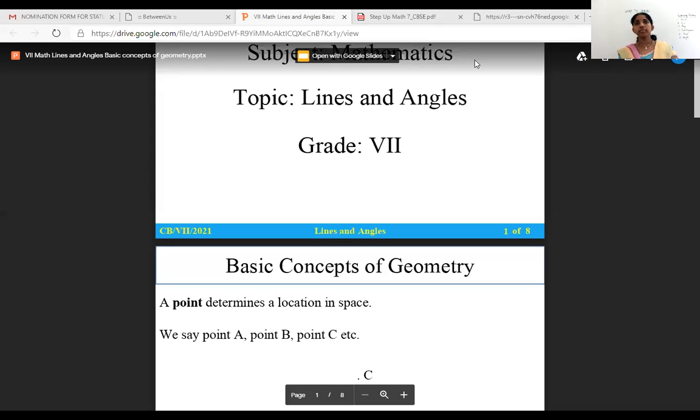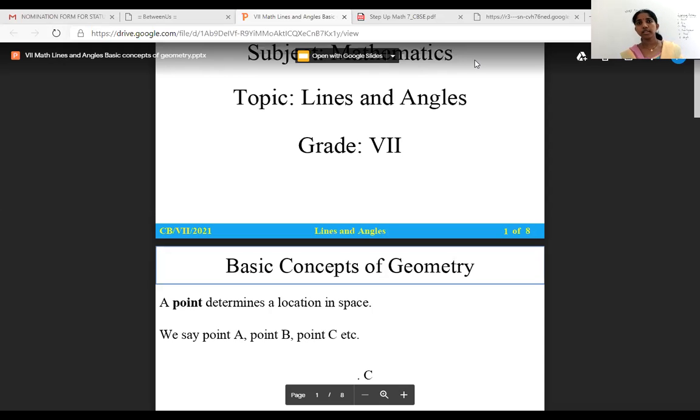In mathematics, the chapter which I'm going to deal with is lines and angles. Under this chapter, we will recall a few concepts of lines and angles that we studied in 6th standard: the point, line, ray, line segment, plane and angle. So these many concepts we are going to recall today. Let us start with the class.